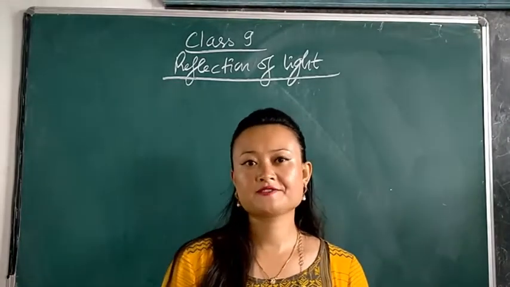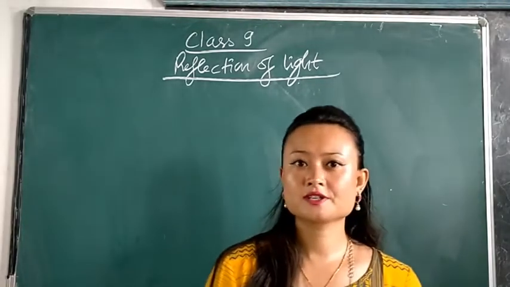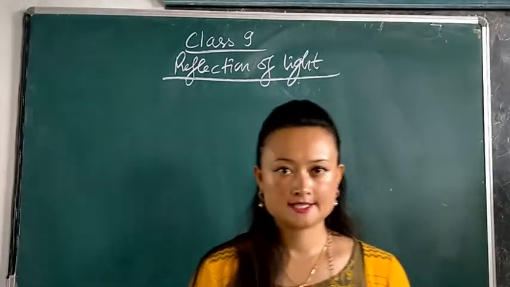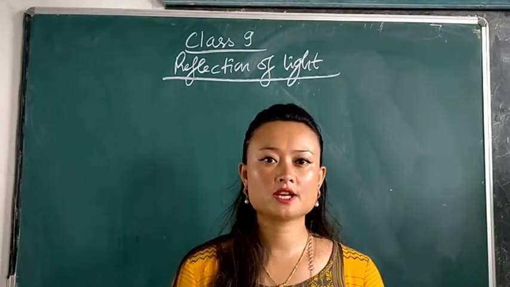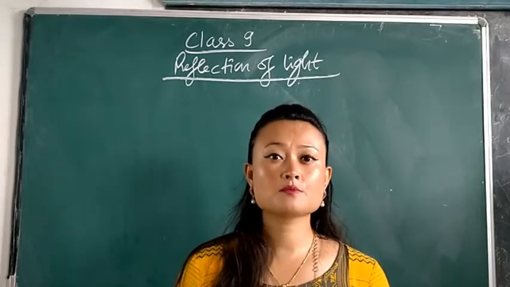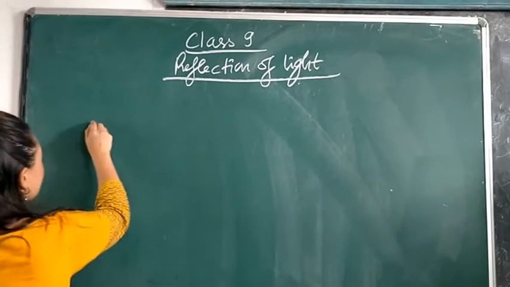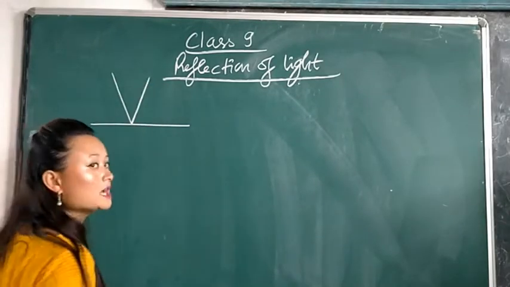In the last class we started a new chapter, reflection of light. The chapter is light, and we were discussing reflection of light. So what is reflection of light? Just revising what we learned in the previous class: reflection of light means the bouncing back of light in the same medium. When a ray of light falls on any medium, it returns back to the same medium.